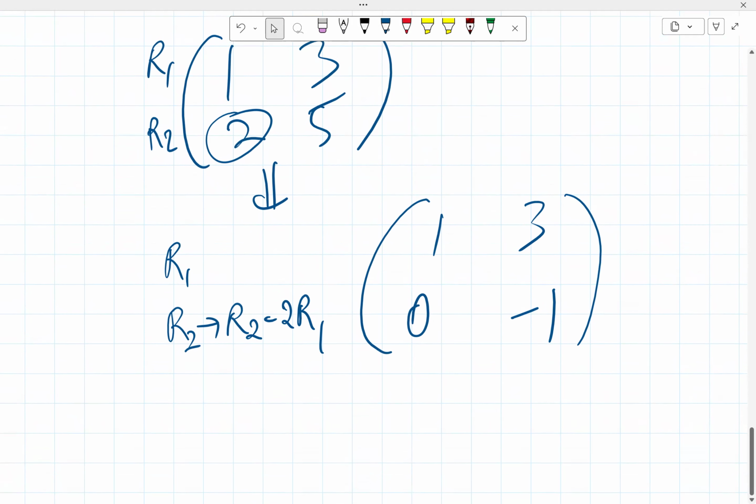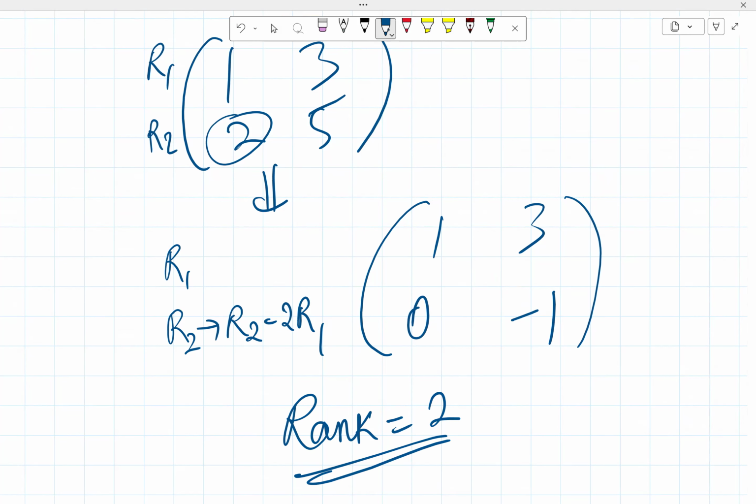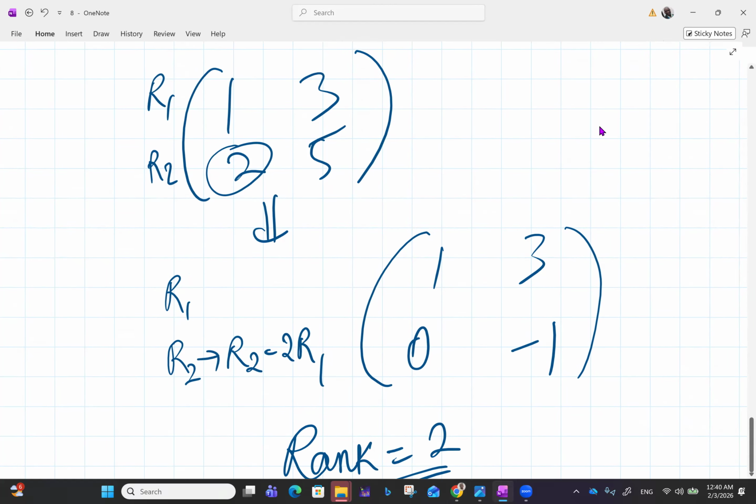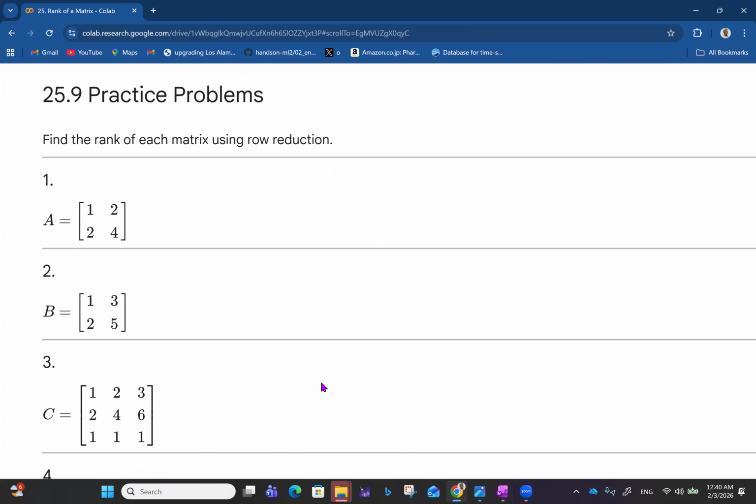So once you make all the numbers below the principal diagonal 0, which is only this one in this case, we can already see that the rank of this one is equal to 2. So the rank of this matrix is 2. So it is a full rank matrix. It has two rows and it has a rank of 2. So if you solve this kind of problem, you are most likely going to get a solution.